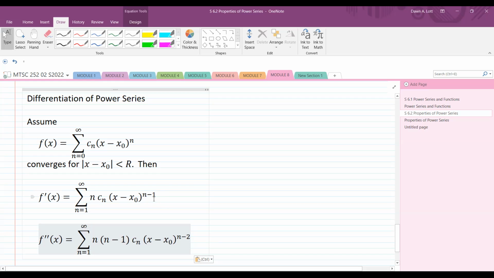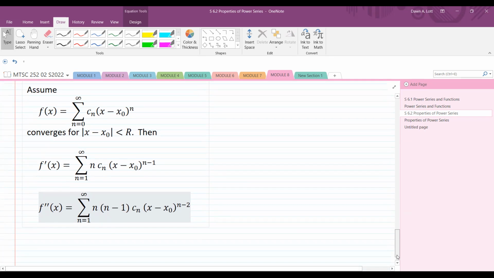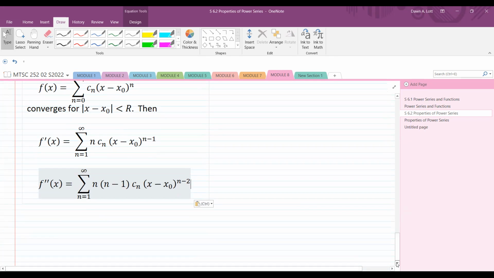Now I'm differentiating again, so the x to the n minus 1 comes down and I get x to the n minus 2. And I can do this, I can find the third derivative, the fourth derivative, but I can use this to find power series for other functions.